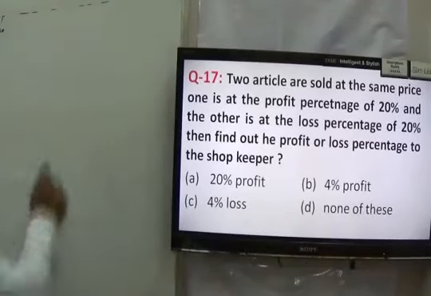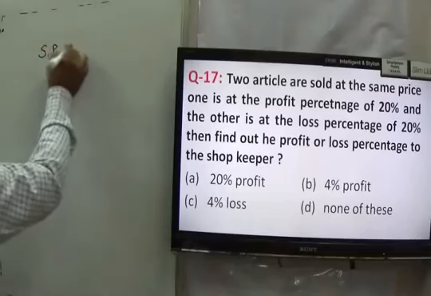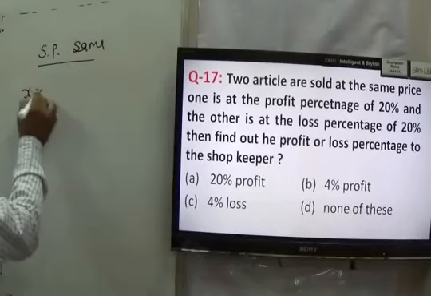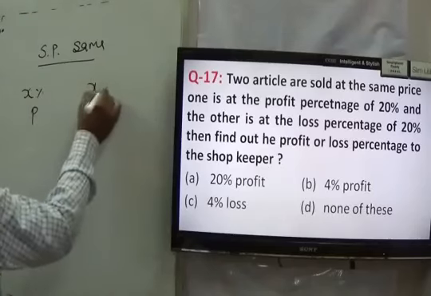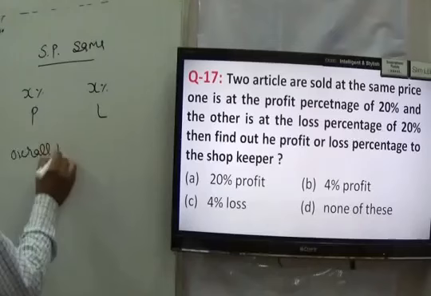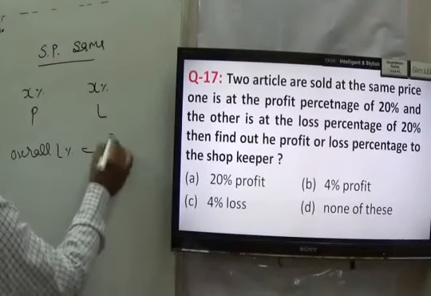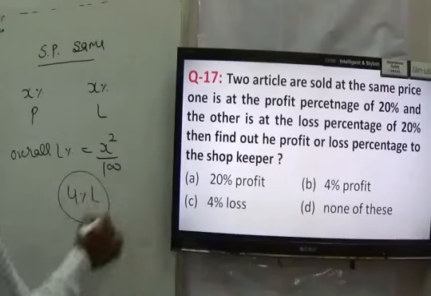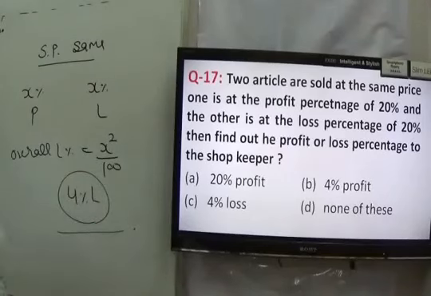If selling price is same, in that case, if first is sold at a profit of X%, second is sold at a loss of X%, it means overall there is a loss that is always equal to X square upon 100%. It means when I solve this question, I can say overall there is a 4% loss. Answer to my question is C. That is 4% loss.